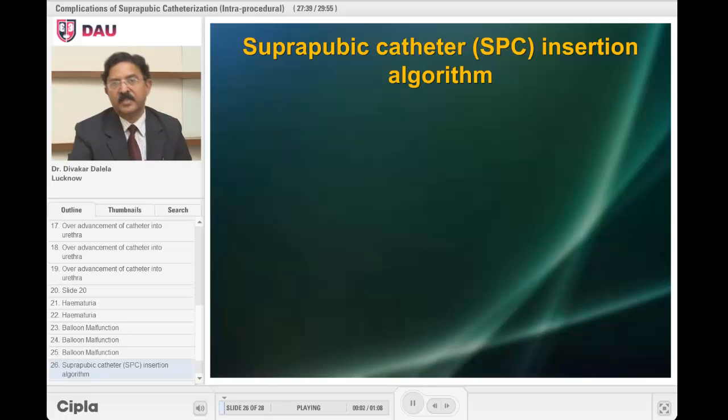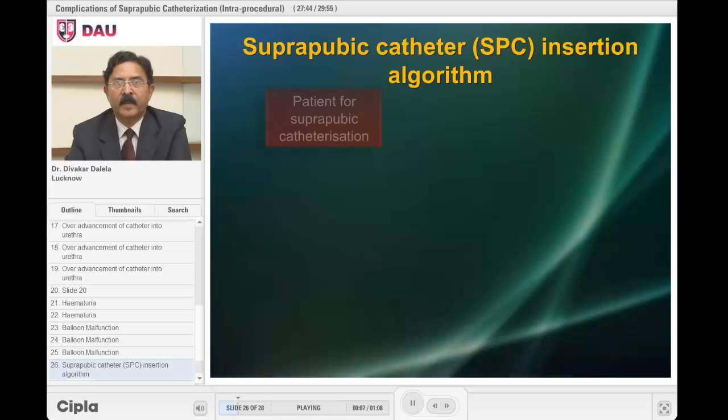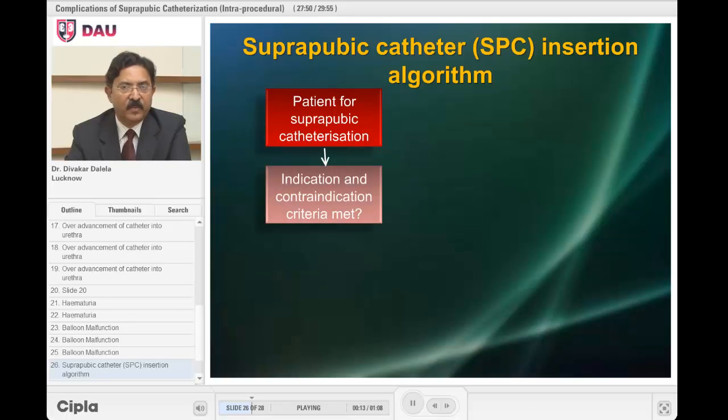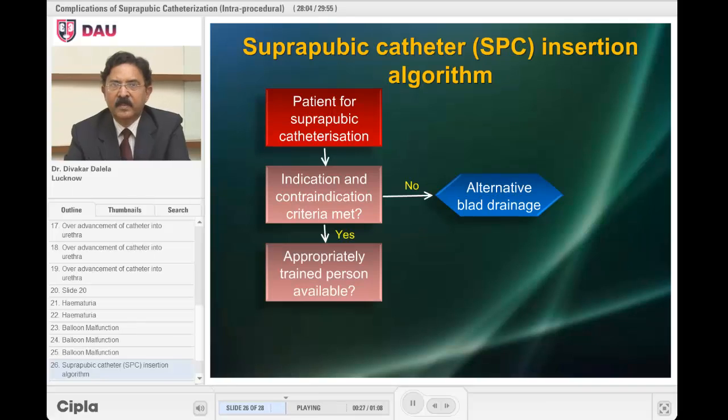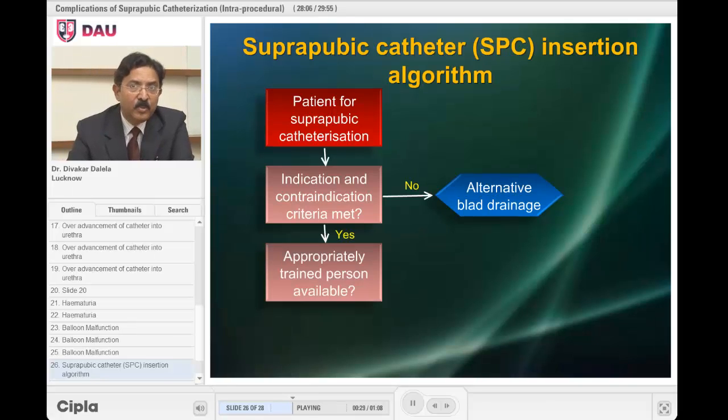What is the insertion algorithm that you must remember here? That's the way to prevent complications. If you have a patient for suprapubic catheterization, you must first of all check that there are indications to do it and there are no contraindications. If you find there are not enough indications or there are contraindications, do some alternate bladder drainage method. But if everything is okay, then are you yourself adequately trained to do this procedure, or are you doing it for the first time? If you're doing it for the first time, better have somebody more trained by your side or let him do it and you watch first.